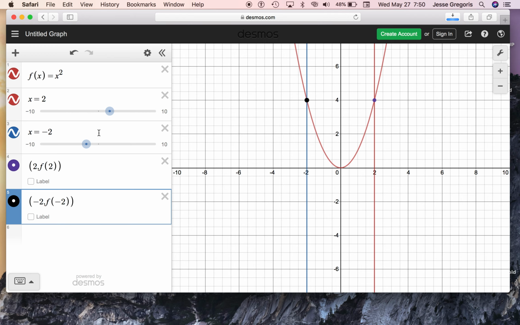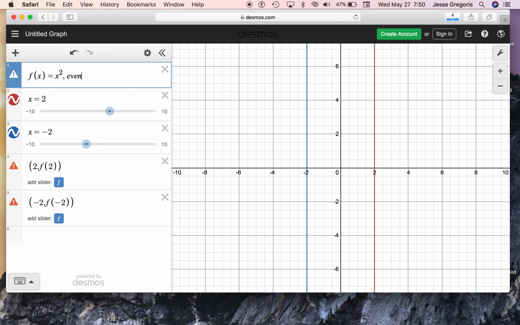Oh, there we go. I got sliders. Neat. So you can see if I go to this point, 2 over, I have to go up 4, and if I go 2 back, I have to go up 4 as well. And there's that symmetry as we go back and forth. And so this is what we would call an even function.